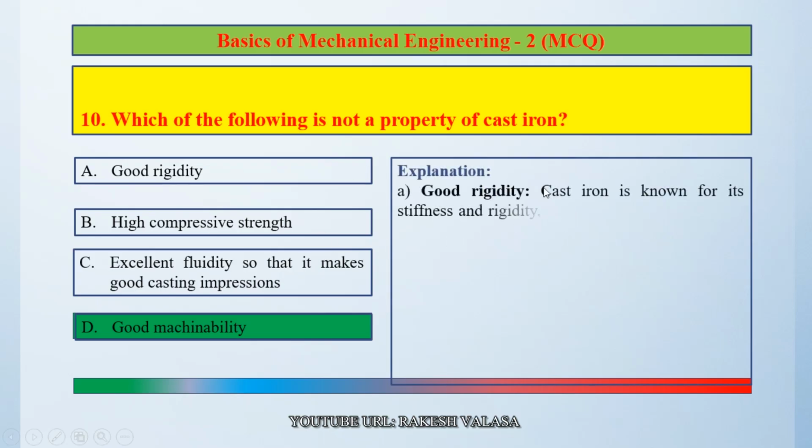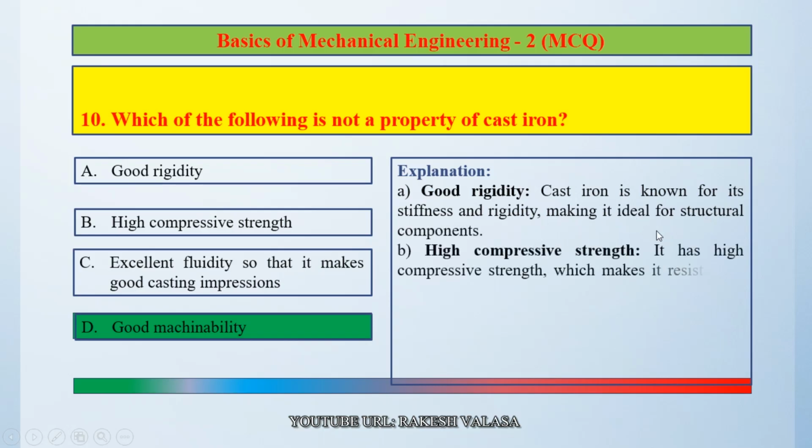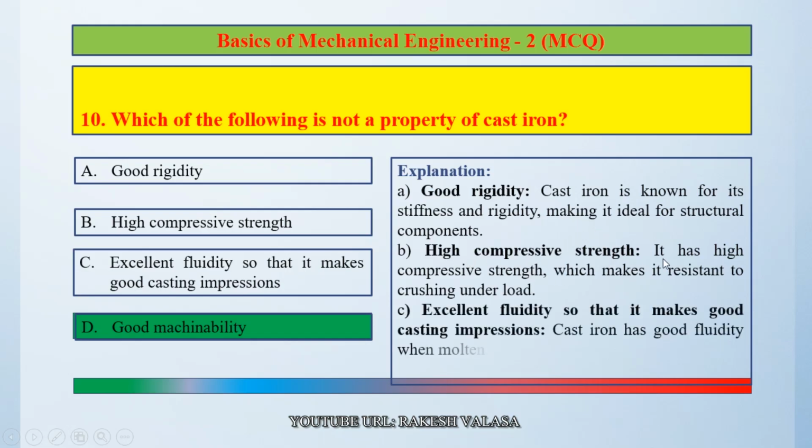Good rigidity. Cast iron is known for its stiffness and rigidity, making it ideal for structural components. High compressive strength. It has high compressive strength which makes it resistant to crushing under load. Here the C, excellent fluidity so that it makes good casting impressions. Cast iron has good fluidity when molten, which allows it to fill intricate molds well and produce detailed casting. So the correct answer is option D, good machinability.